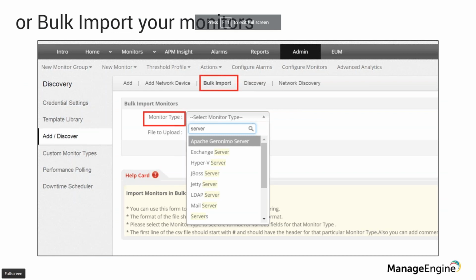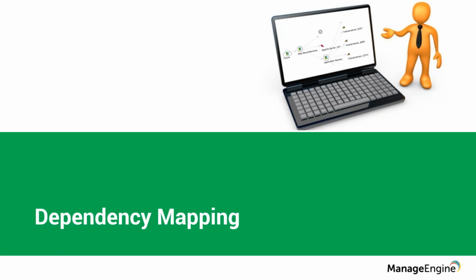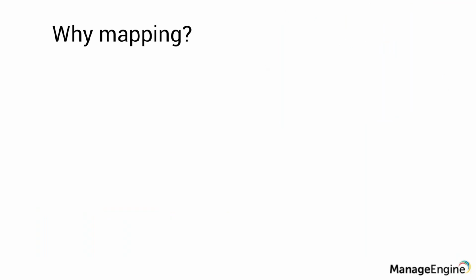This brings us to the second topic of today's session, which is dependency mapping. Now, dependency mapping, once again, is a very important and crucial feature in any application performance monitoring setup. But before we explore dependency mapping, let us ask ourselves and understand just why dependency mapping is such a sought after feature in the application performance monitoring sphere.